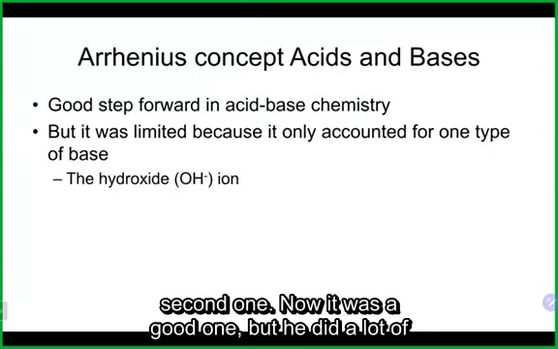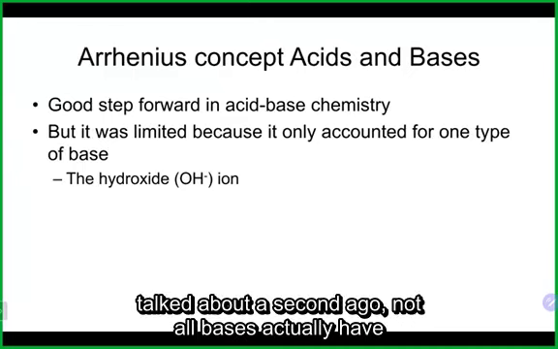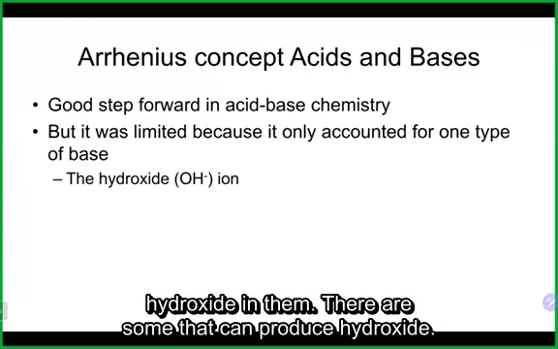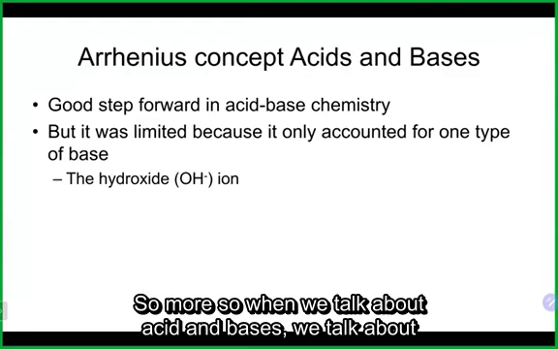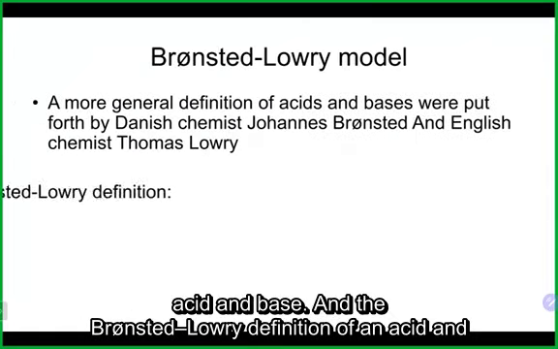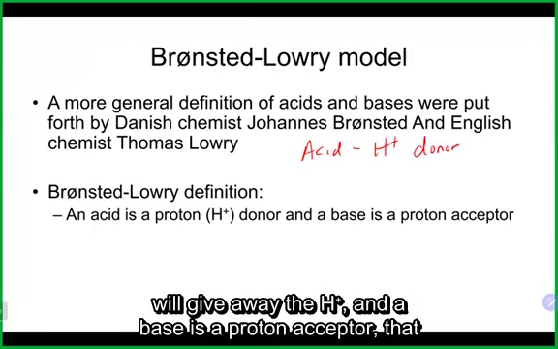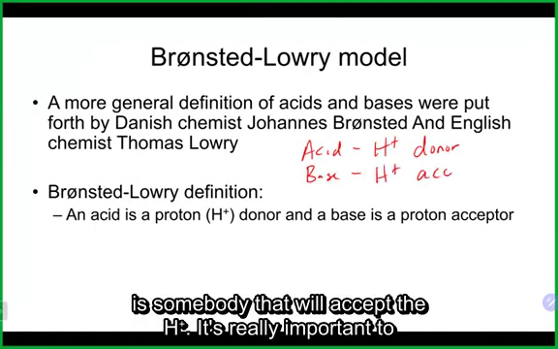Now, it was a good one, but he did a lot of work with bases that have hydroxide in them. And as I talked about a second ago, not all bases actually have hydroxide in them. There are some that can produce hydroxide. So more so when we talk about acids and bases, we talk about the Bronsted Lowry definition. An acid is a proton donor, somebody that will give away the H plus, and a base is a proton acceptor, somebody that will accept the H plus.